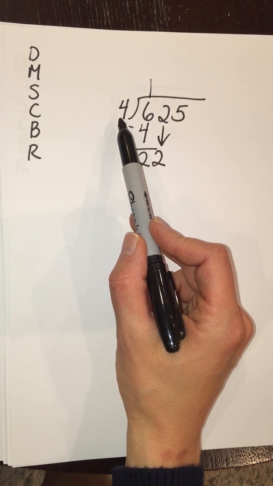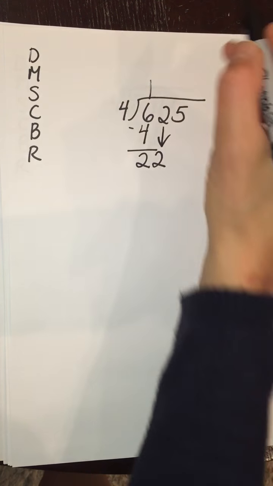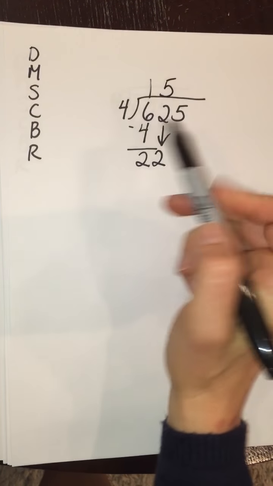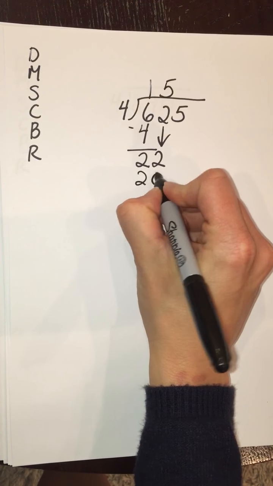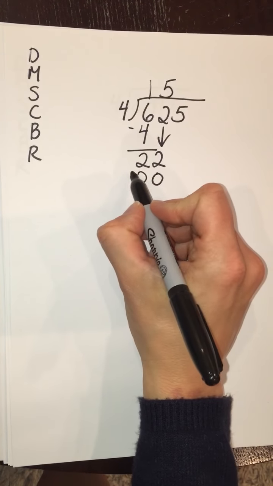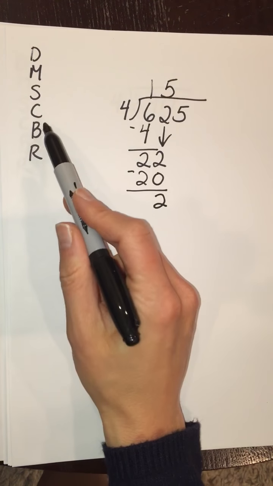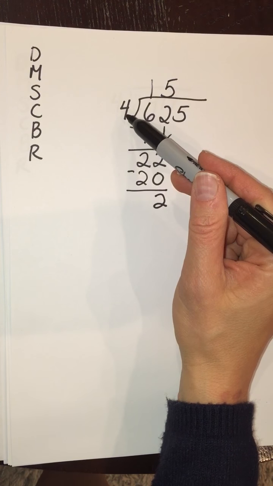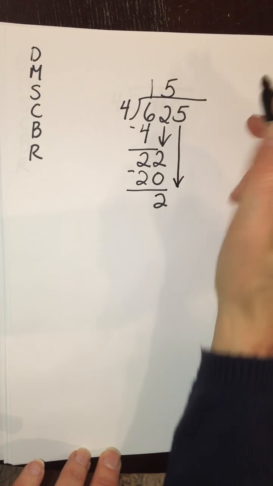Now I'm asking myself, how many times can 4 go into 22? Well, 4 can go into 22 5 times. Then I multiply. 5 times 4 is 20. So I put 20. I subtract. 22 minus 20 is 2. I check. That 2 is less than 4, so I'm good to go. I'm going to move on. And now I'm going to bring down the 5.